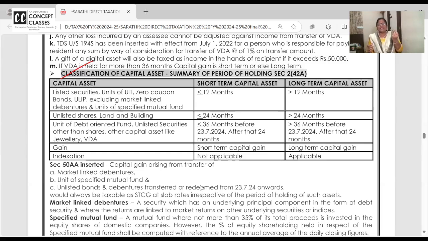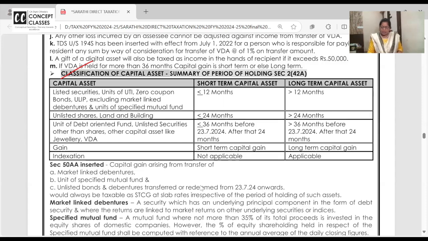Say, for example, listed shares. If you hold for less than 12 months, within 12 months only you buy and sell, it's a short-term capital asset. Then capital gain will also be short-term capital gain. If you hold these listed shares for more than 12 months and then sell it, it's a long-term capital asset. So profit or loss will be long-term capital gain. Is this clear to all of you, right?